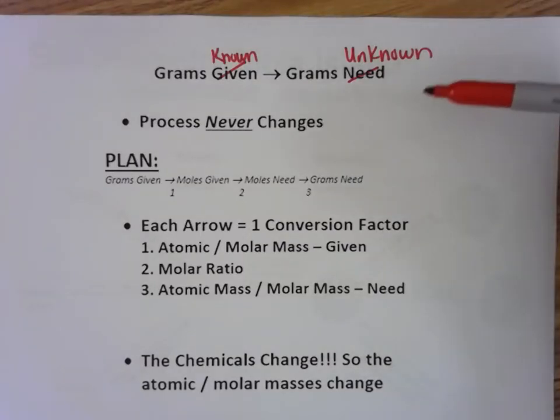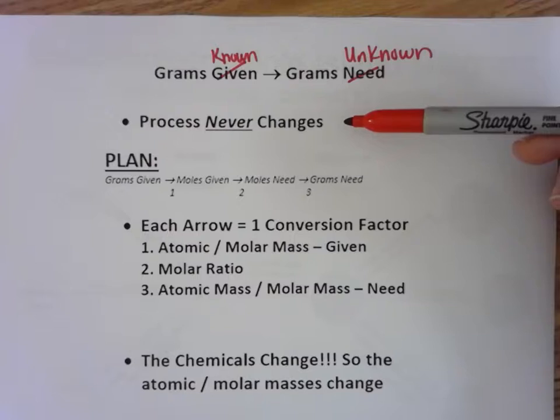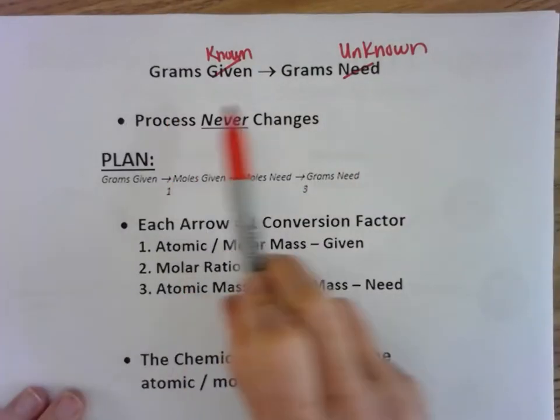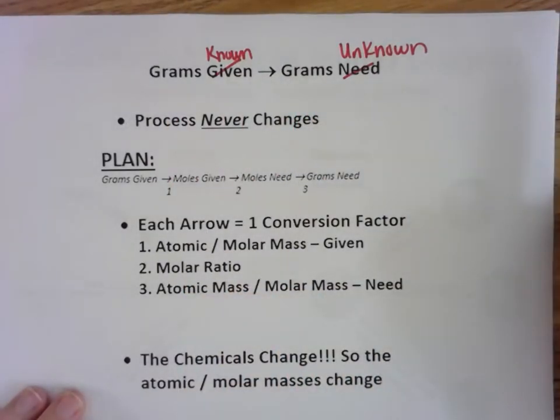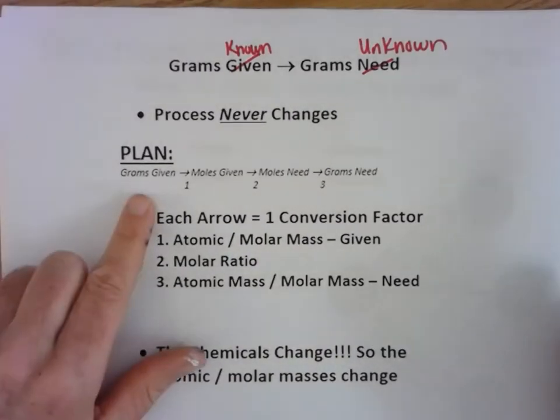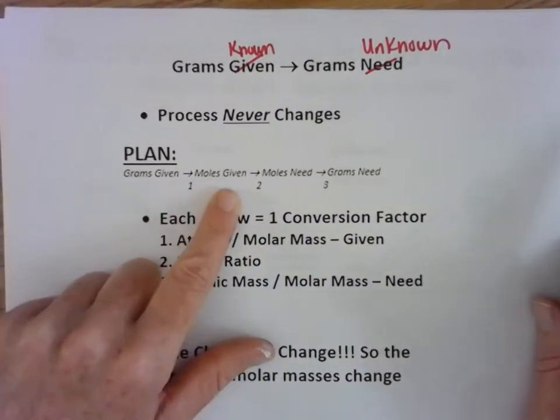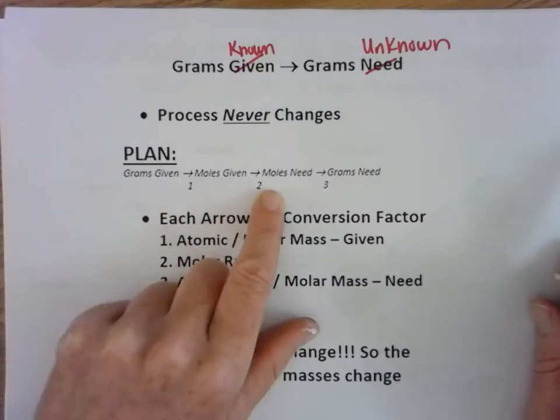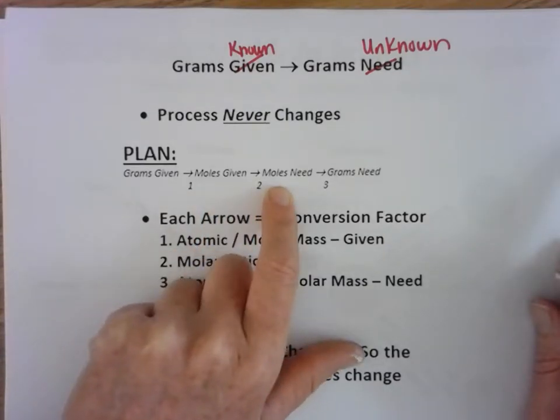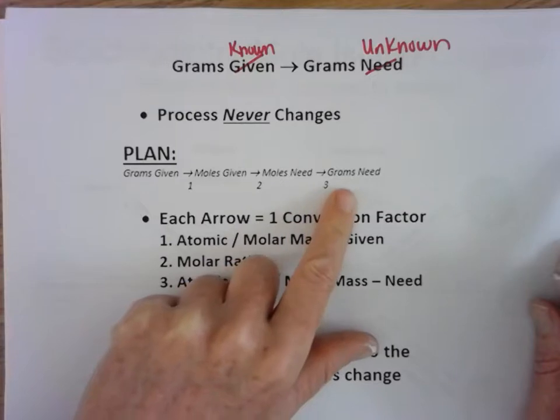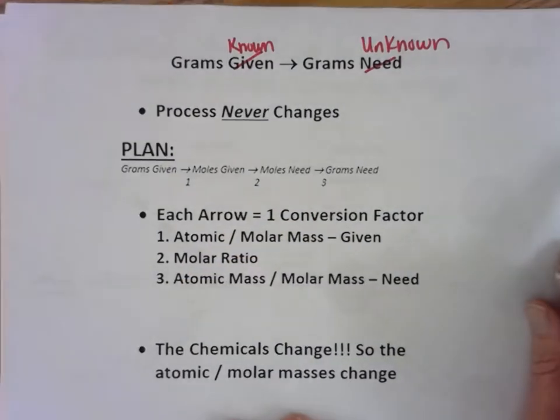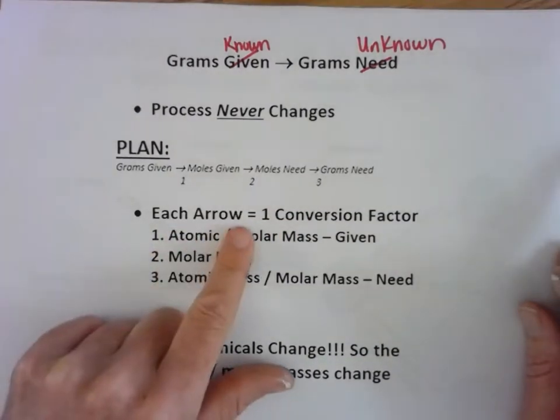All right, so these directions are on the front of the page. The process doesn't ever change for grams to grams stoichiometry. The plan is always we take the grams of the known and convert it into moles of the known, and then convert it into moles of what we're looking for, the unknown, and into grams of the unknown. Each arrow is one conversion factor.